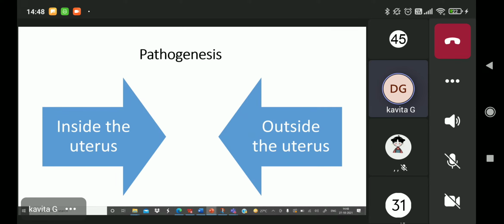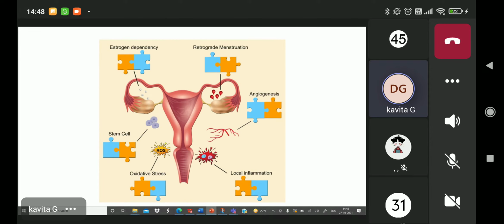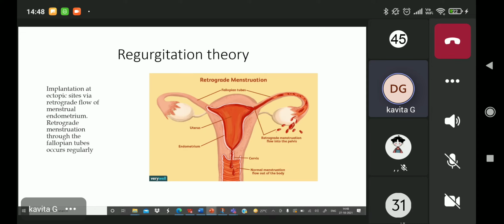So how is it happening? It's because of various processes that may be inside the uterus or outside the uterus, summarized as there could be retrograde menstruation, there is an estrogen factor involved, there's a stem cell factor, there's local as well as systemic inflammation mediated by the ROS, and then there may be androgenic factors. So what are the theories involved?